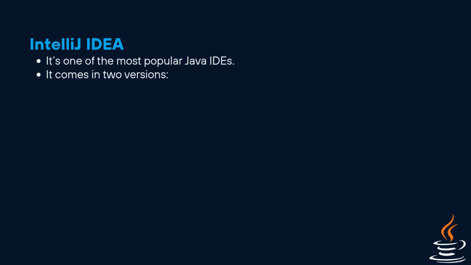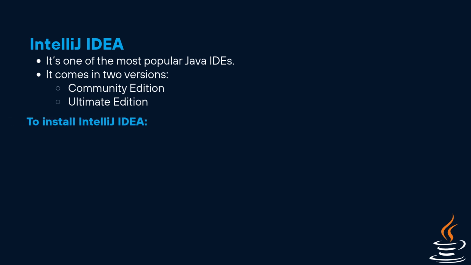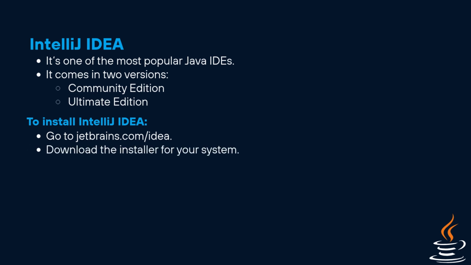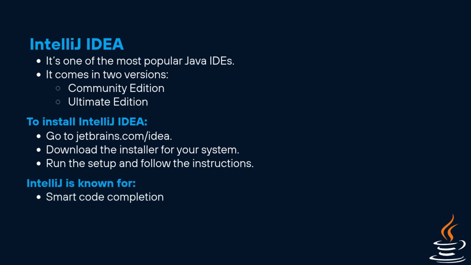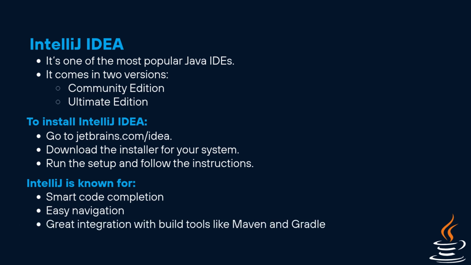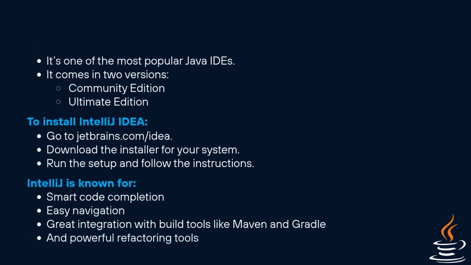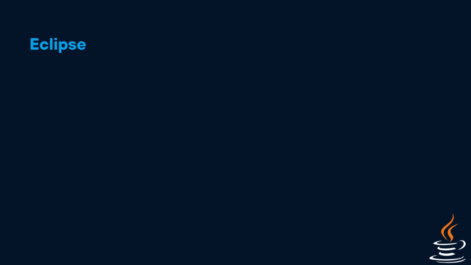First up, IntelliJ IDEA by JetBrains. It's one of the most popular Java IDEs. It comes in two versions: the Community Edition, which is free and great for most beginners, and the Ultimate Edition, which has extra features for enterprise development. To install IntelliJ IDEA, go to jetbrains.com/idea. Download the installer for your system, run the setup and follow the instructions. IntelliJ is known for smart code completion, easy navigation, great integration with build tools like Maven and Gradle, and powerful refactoring tools.